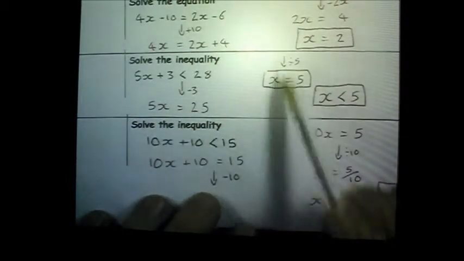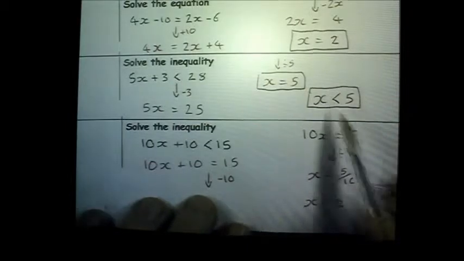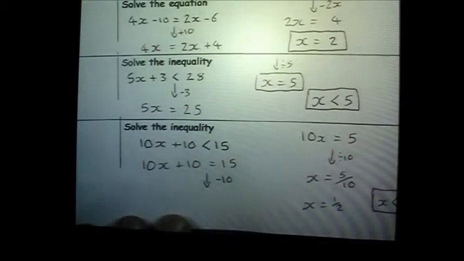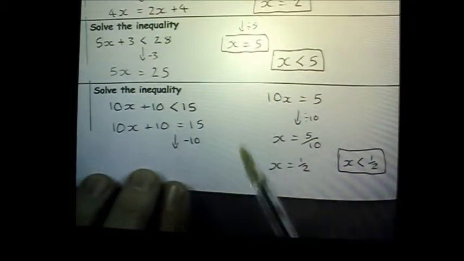Times by 5, you divide by 5, so x equals 5. But in your final answer, you must put the inequality sign back in to get the full marks, usually 2 marks for that one. At the bottom there's another one. It'll be a bit trickier, this one.